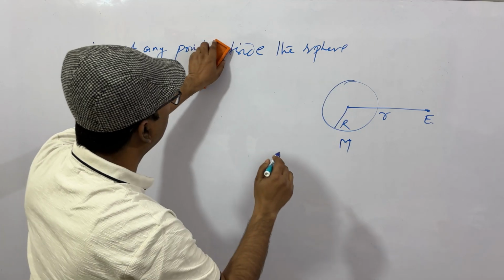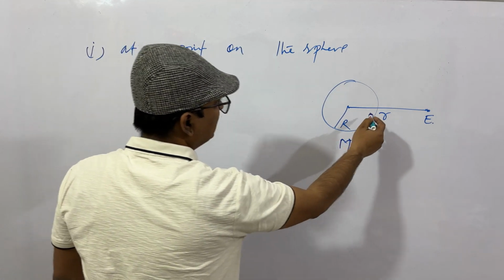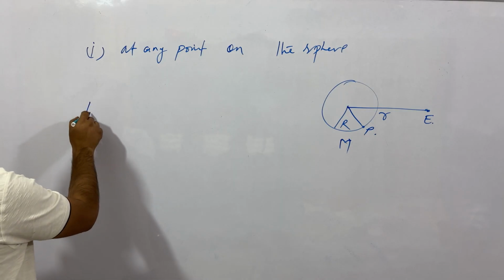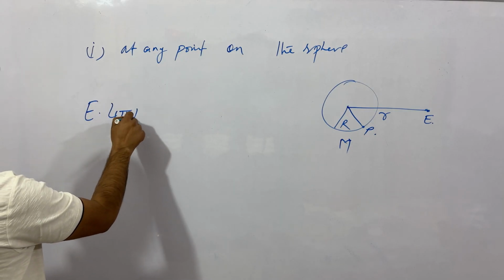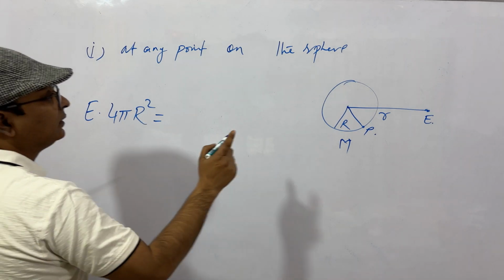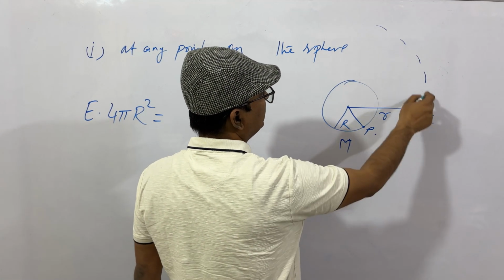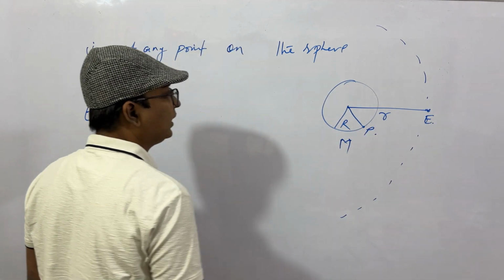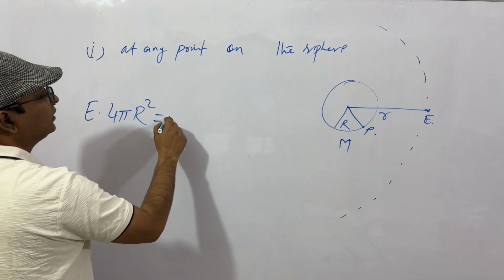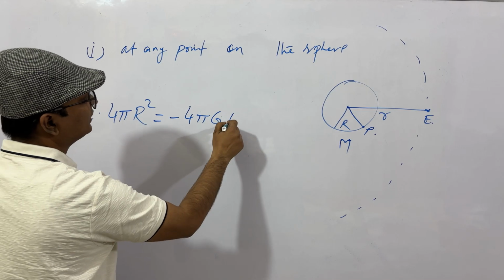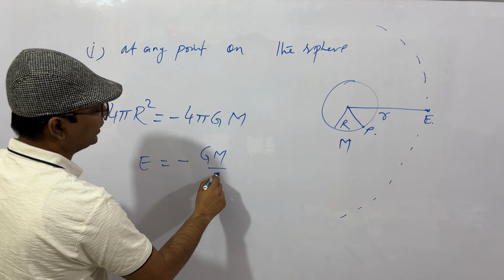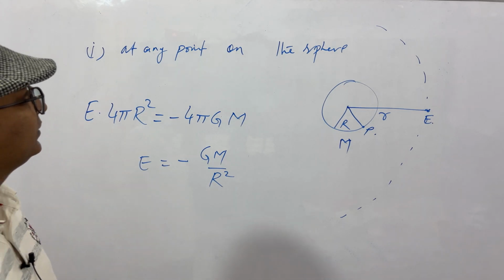Now second case, at any point on the surface, that is, let's say at this point. Again, E into 4 pi r square. There the surface area was due to small r, and here this is r only, the radius of the sphere. So this is 4 pi g into mass m. So what you get is E is minus gm by r square. Okay, again we have seen this result.